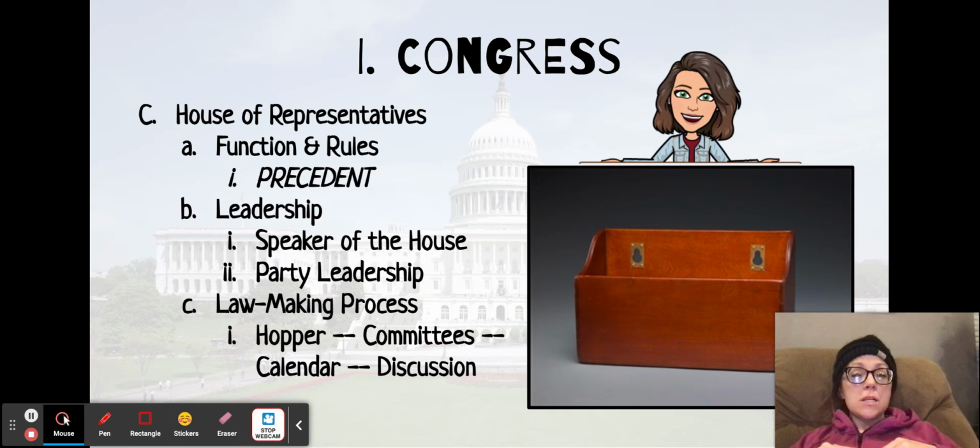Next, we have the actual lawmaking process. And this is a little bit different than it is in the Senate. In the House of Representatives, this wooden box here, it's called the hopper, is attached to the speaker's desk. So like here's the speaker's desk and it's just attached to the side. So if you want to present a bill or you want to introduce a bill, you have to go and put your bill in the hopper. It's almost like you're dropping it in somebody's mailbox and saying, "Hey, I want to pass this bill."